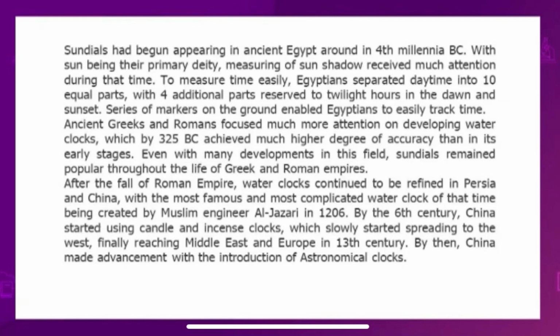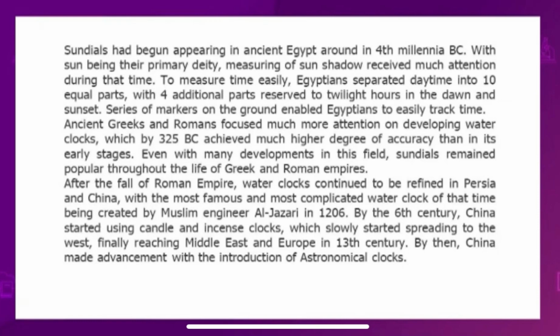Sundials had begun appearing in ancient Egypt around the 4th millennium BC, with the sun being their primary deity. Measuring of the sun's shadow received much attention during that time. To measure time easily, Egyptians separated daytime into 10 equal parts, with 2 additional parts reserved for the dawn and sunset, making 12 hours. A series of markers on the ground enabled Egyptians to easily track time.